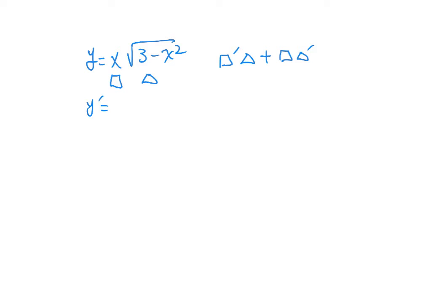So y prime, here we go. 1 times 3 minus x squared, plus x. The derivative of the square root is 1 over 2, copy, times the derivative of the inside, whatever is inside the square root, which is negative 2x. Now we've got to figure out what that matched up with in the answer key. Let's see if we can simplify that a little bit. Well, I know those two are gone.